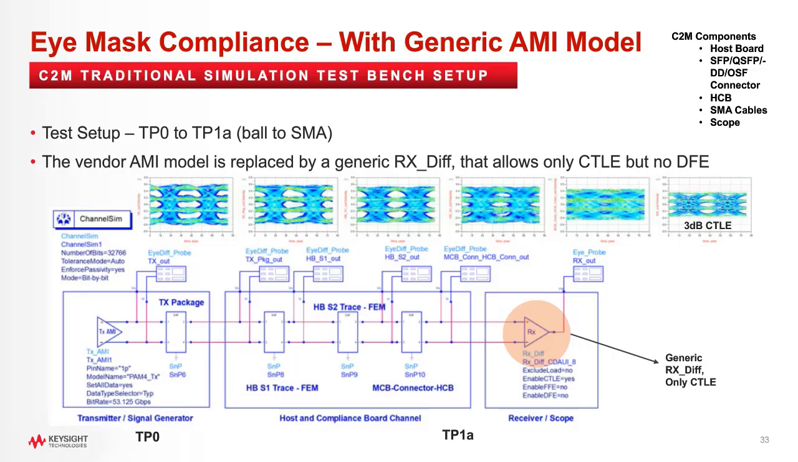The test setup here, C2M, is from TP0 to TP1a, which is called the ball to SMA configuration. The receiver represents the scope specified in the specification. With 3 dB of CTLE applied, we can see that the eye can be open compared to the closed eye from the channel data from one of the eye diagram data in this slide.